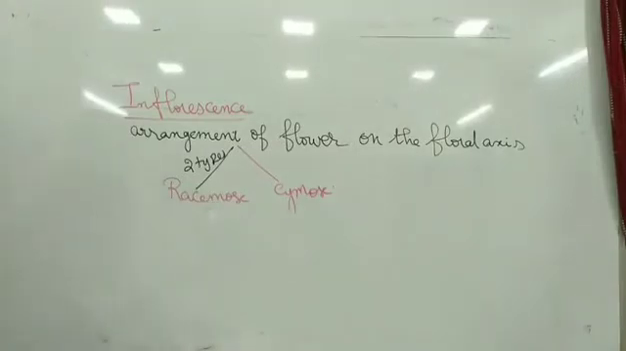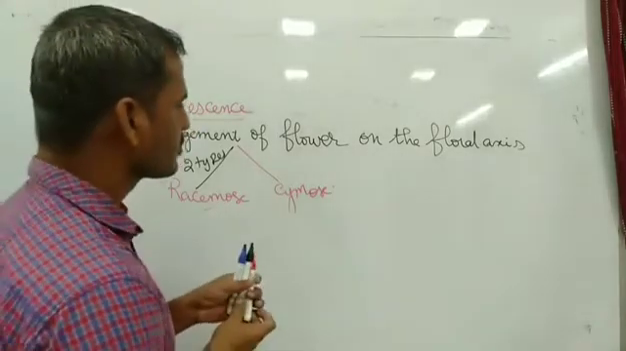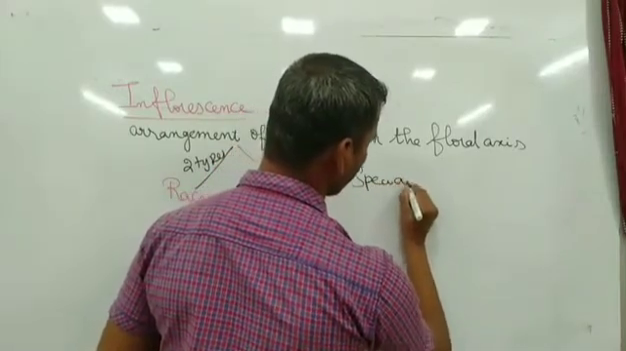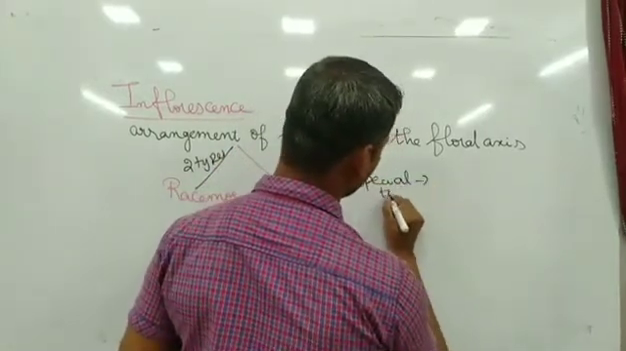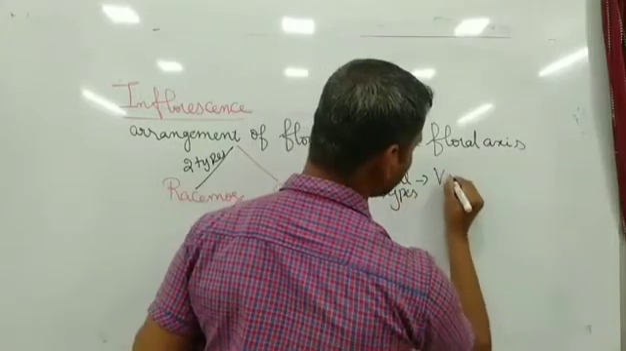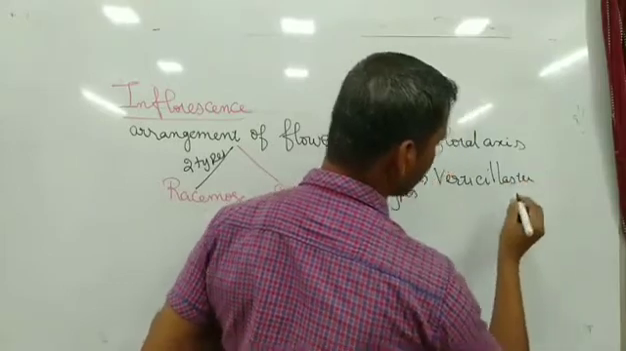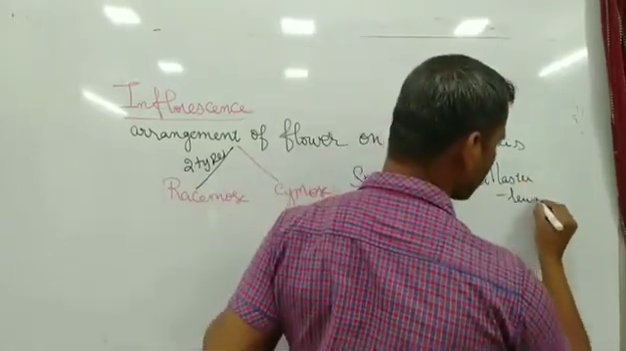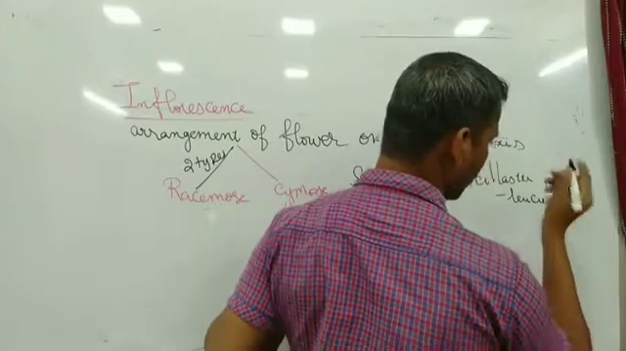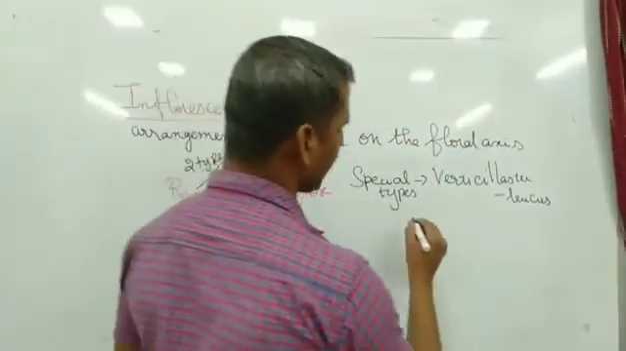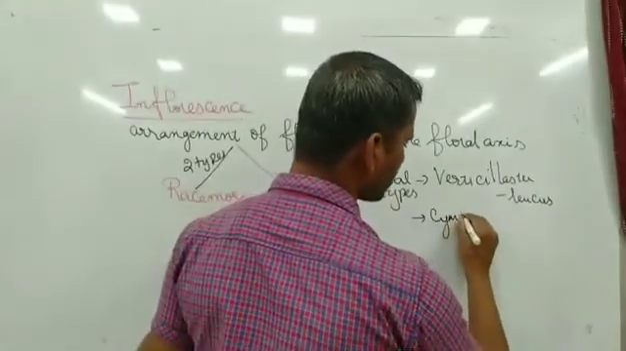Other than that, there are some special types of inflorescence we also need to know. One is special types: Verticillaster, which is present in Leucas plants, Leucas aspera. And another more important one, Cyathium.